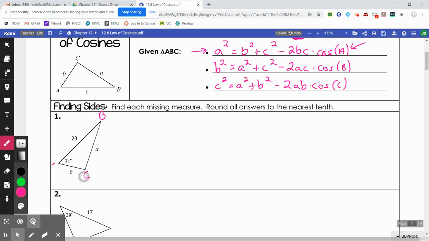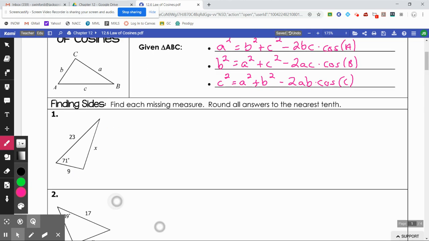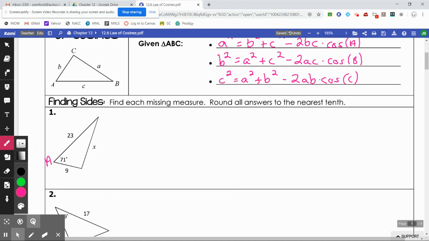Or what if this was angle B and this was a and c? Then you would be using the second formula because it's the one that involves angle B. And honestly, the same numbers would get plugged into the exact same places. So again, it doesn't matter which formula you use, as long as it all revolves around what you call this angle. So what I'm going to do, we'll let this be our angle A. And again, these don't matter. It's b and c. We'll put it like that.